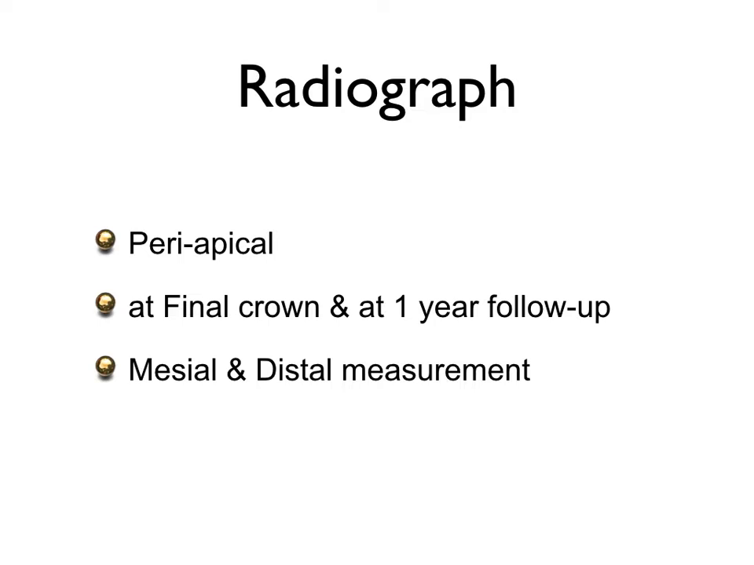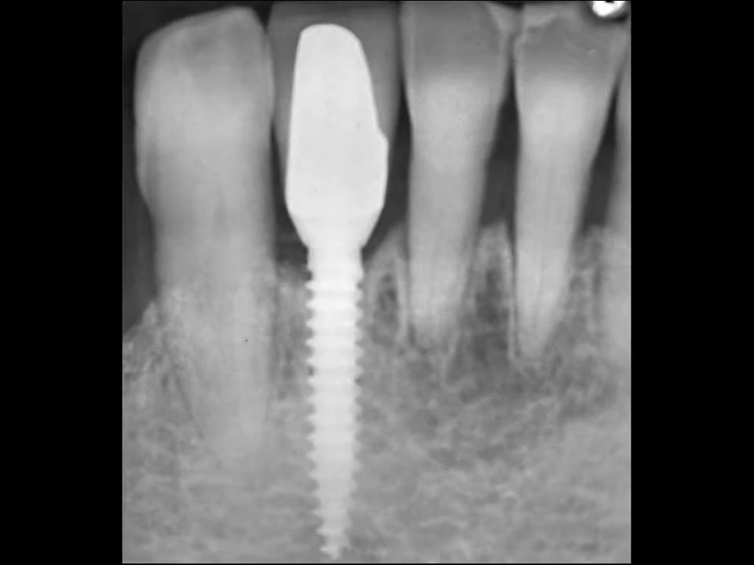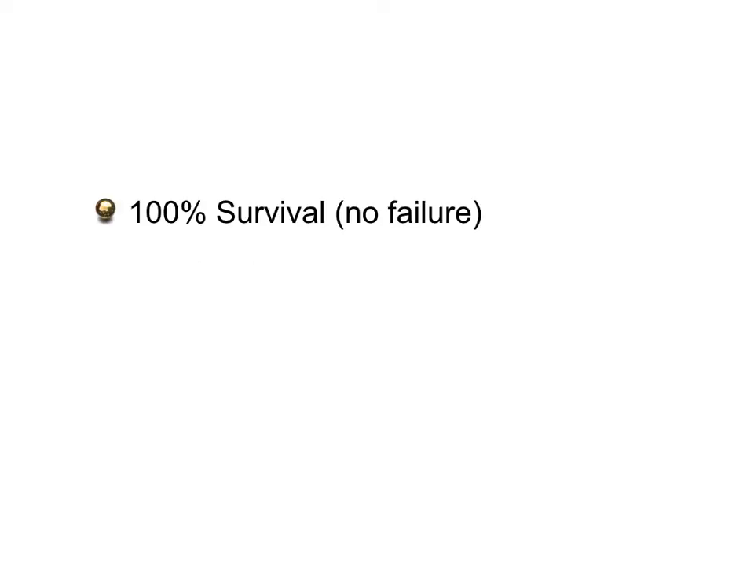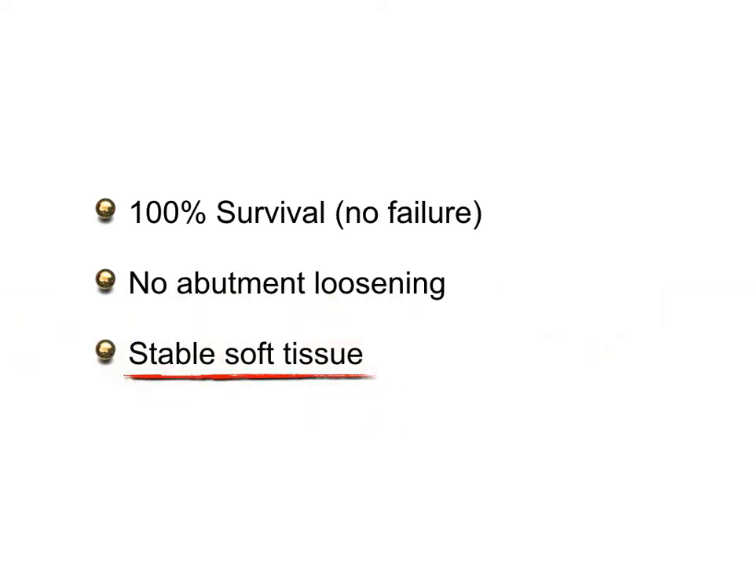We measured the bone level on the mesial and distal side of the radiograph at the final restoration and the 1-year follow-up. The junction of the abutment and the implant was used as the reference point for the bone level measurement. As you can see, this is how the junction looked on X-ray. The clinical results were that we had 100% success or survival. No implant had failed. And more importantly, no abutment had come loose. And all the implants we observed had stable soft tissue for the entire observation period.